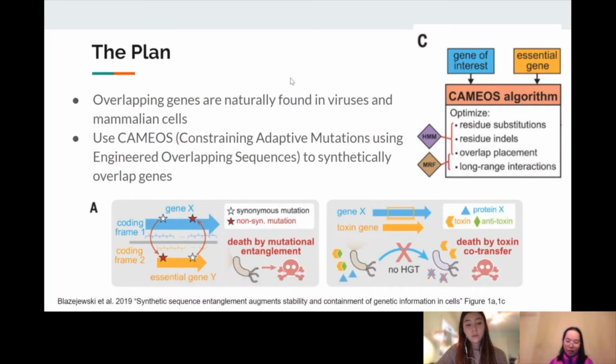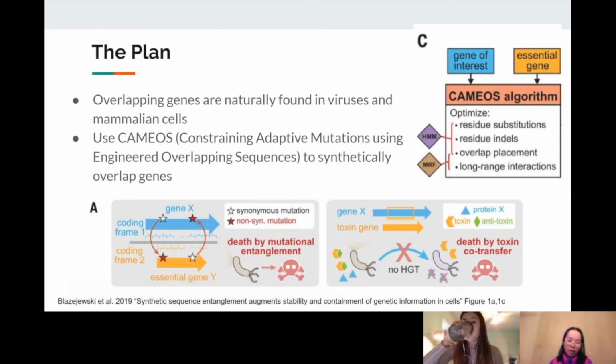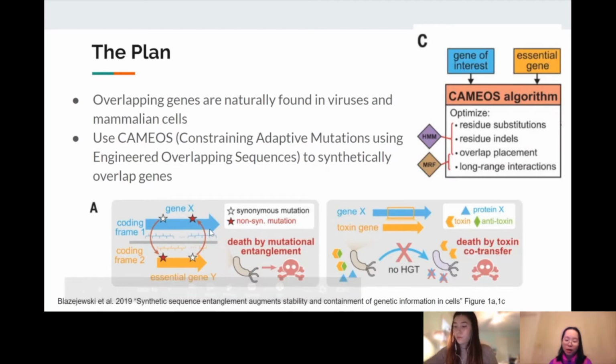So the plan of this paper is to use CAMEOS, the algorithm Constraining Adaptive Mutations using Engineered Overlapping Sequences, to synthetically overlap genes. That way you can design a specific gene to be overlapped with another gene. And the reason why you can do that is because of the 6 different reading frames that we just talked about. You can have a coding frame in one gene, and then you can have a separate coding frame for the second gene. So you have the 2 genes with 2 different amino acid sequences on the same piece of DNA.